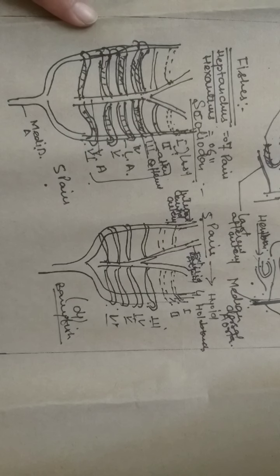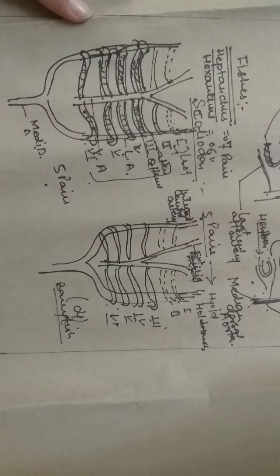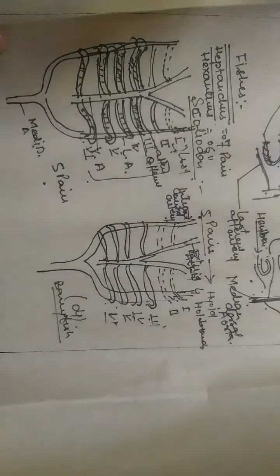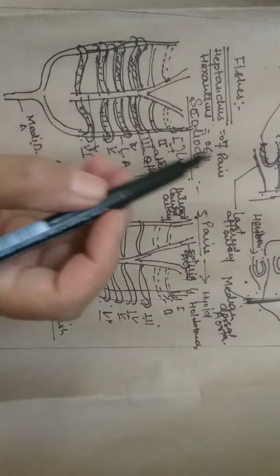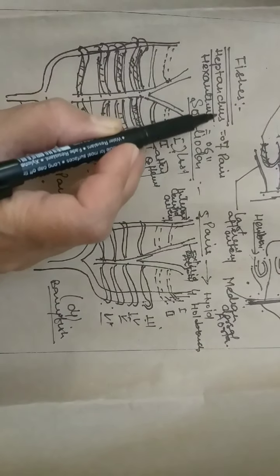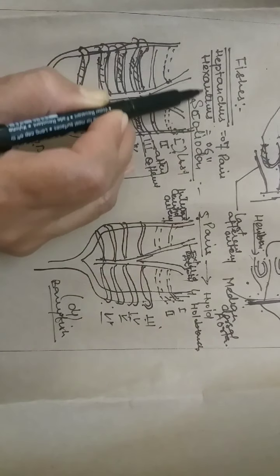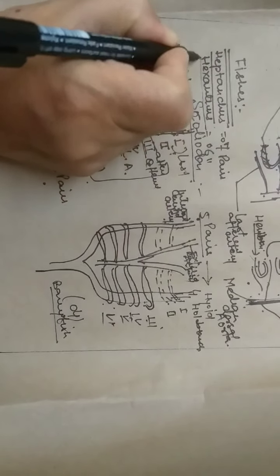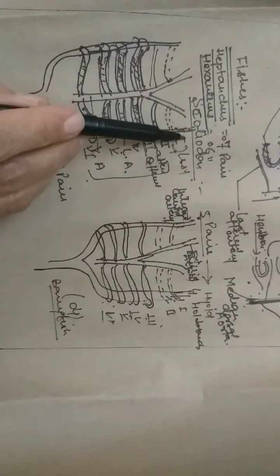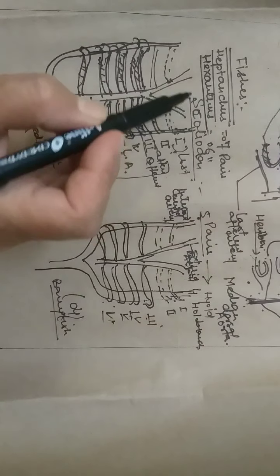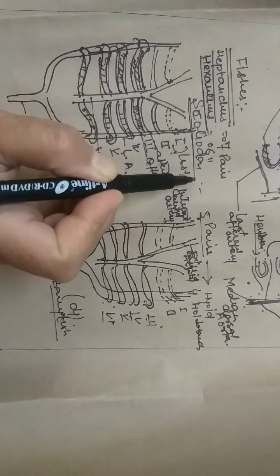What happens in fishes? If we are talking about cartilaginous fishes, the maximum number is 7 pairs of aortic arches, that is in Heptanchus, whereas Hexanchus has 6 pairs of aortic arches. A typical representative of cartilaginous fishes is Scoliodon.